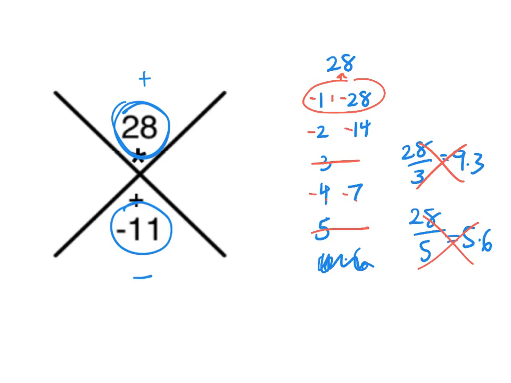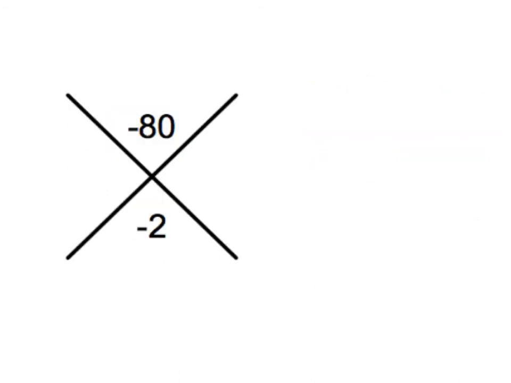So our last step is just to figure out which one of these adds to negative 11. You don't have to have the addition sign. You could just write this as negative 1 minus 28. It says the same thing. But if I do negative 1 minus 28, I get negative 29. If I put these two together, I get negative 16. And if I put these two together, I get negative 11. So my final answer is going to be negative 4 and negative 7. Again, I could flip-flop those two numbers and it would still be right, as long as you have negative 4 and negative 7. All right, my last one, we have negative 80 and negative 2.